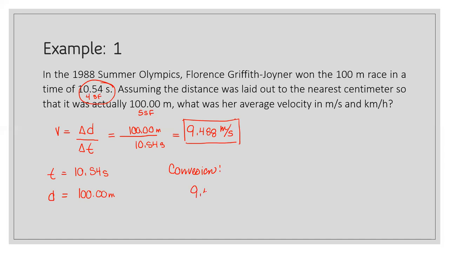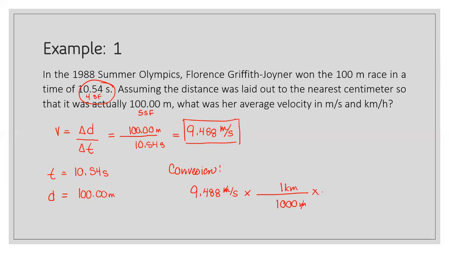So we start with 9.488 meters per second. I want to turn it into kilometers per hour. So I need to turn the meters into kilometers. So we're going to multiply it by a conversion factor. Meters is on the top here, so I'm going to put meters on the bottom. There's 1,000 meters in 1 kilometer. You'll notice meters cancel.